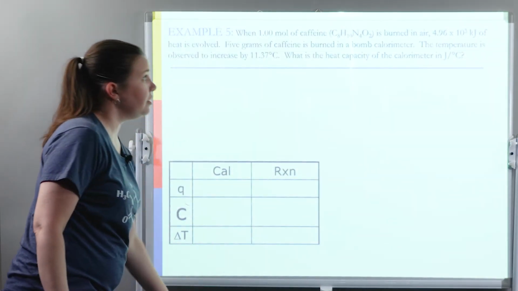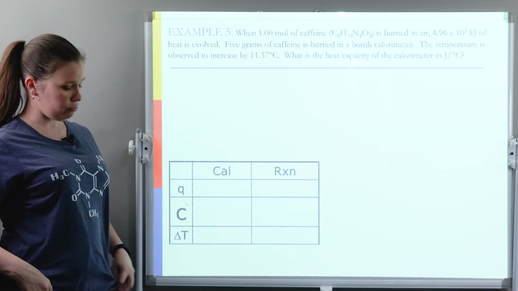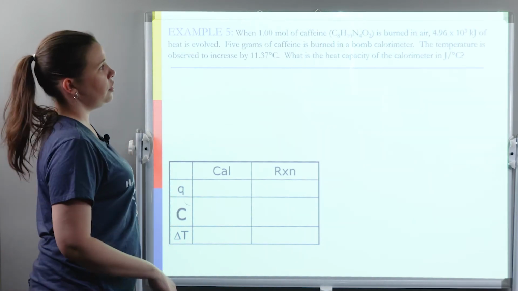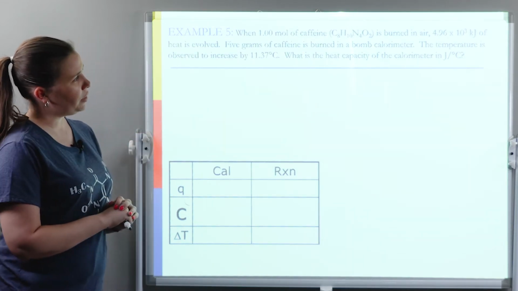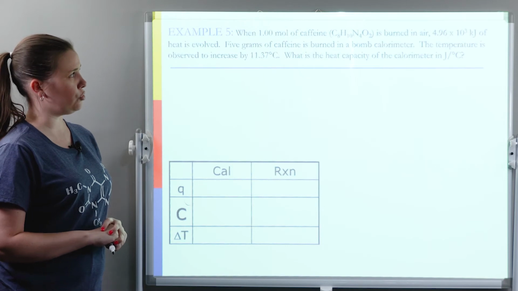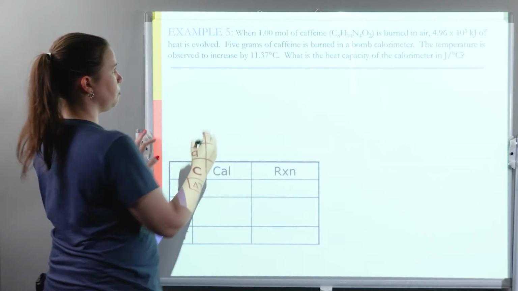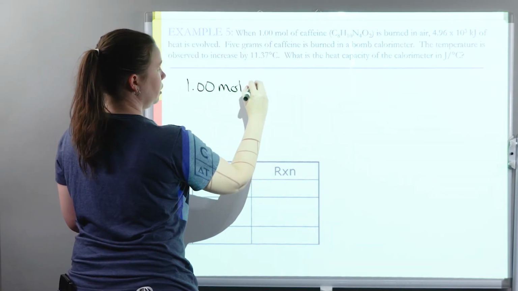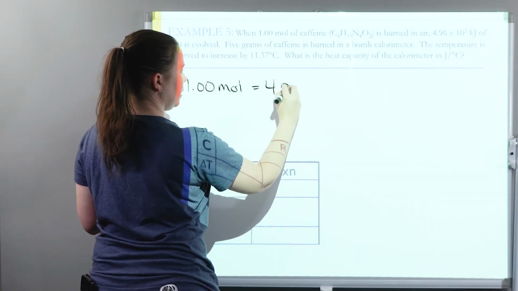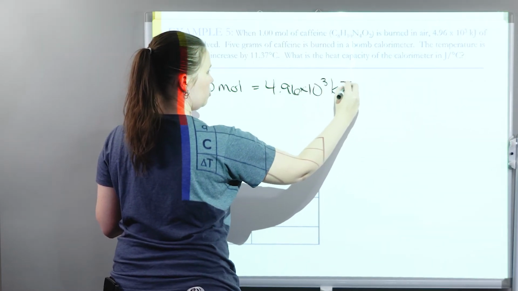So the first sentence gives me some interesting information. 1 mole of caffeine molecule is burned and it evolves 4.96 times 10 to the 3rd kilojoules. That doesn't seem to fit anywhere in my table, so I'm just going to jot it down to the side. 1 mole equals 4.96 times 10 to the 3rd kilojoules.